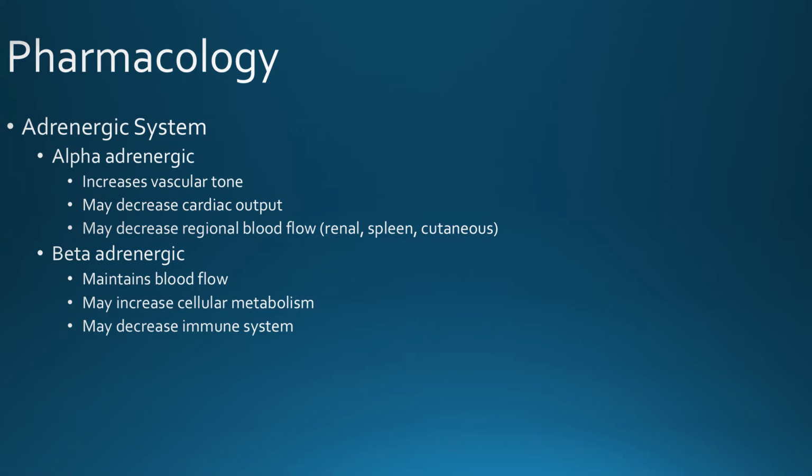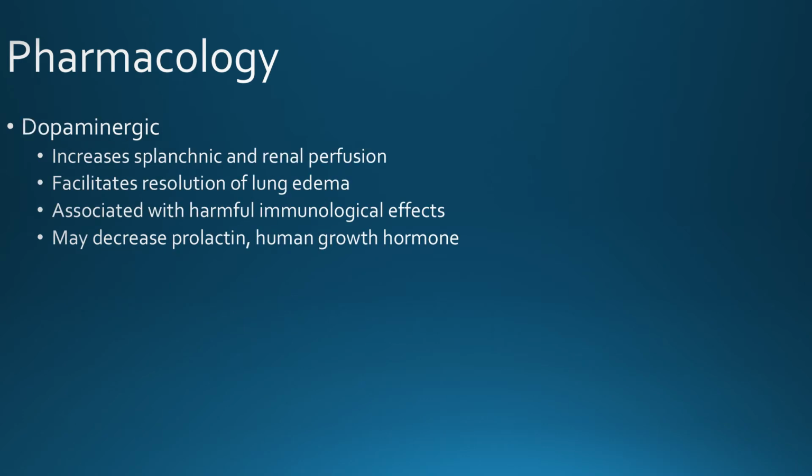The adrenergic system depends on alpha adrenergic and beta adrenergic receptors. Alpha adrenergic increases the vascular tone, may decrease the cardiac output, and may decrease regional blood flow. Beta adrenergic receptors maintain the blood flow, may increase the cellular metabolism, and may decrease immune system function. The dopaminergic system increases the splanchnic and renal perfusion, facilitates resolution of lung edema, is associated with harmful immunologic effects, and may decrease prolactin and human growth hormone.